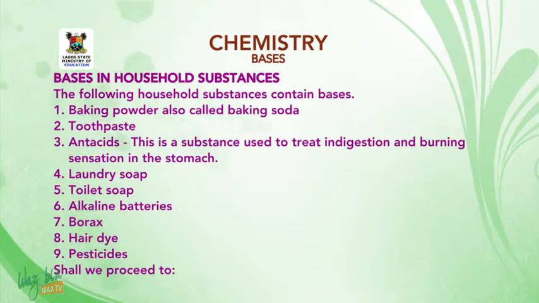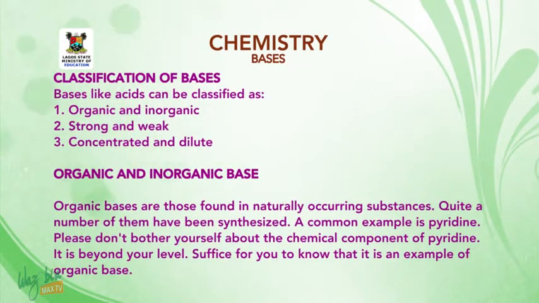Shall we proceed to classification of bases? Bases, like acids, can be classified as organic and inorganic, strong and weak, concentrated and dilute. Organic and inorganic bases. Organic bases are those found in naturally occurring substances. Quite a number of them have been synthesized. A common example is pyridine.